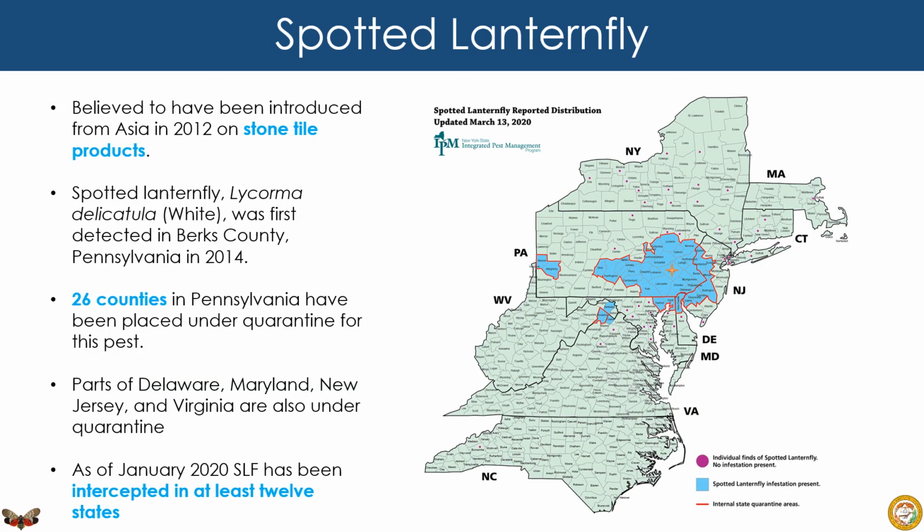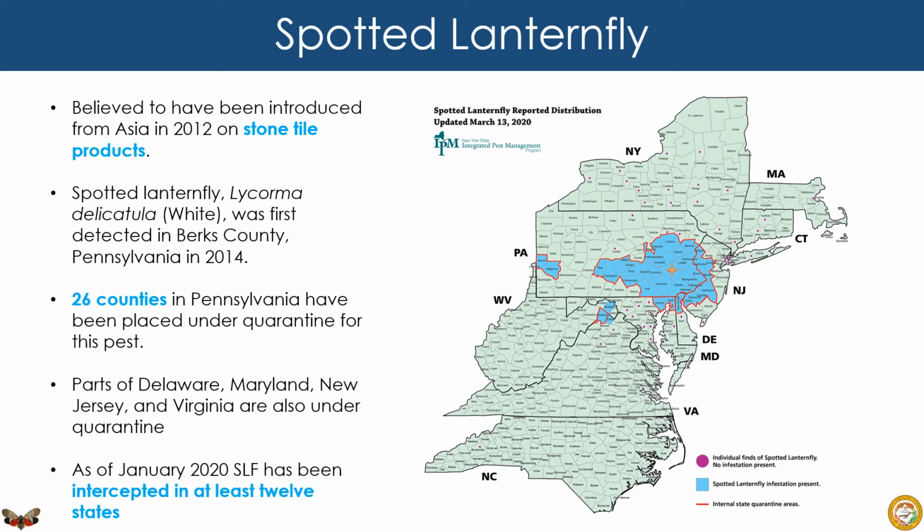Spotted lanternfly was likely introduced from Asia in 2012 on stone tile products in Pennsylvania. However, this pest wasn't detected until 2014. The first detection occurred in Berks County, Pennsylvania, marked on the map with an orange star, and has spread into surrounding counties and states via natural spread and human-assisted movement.